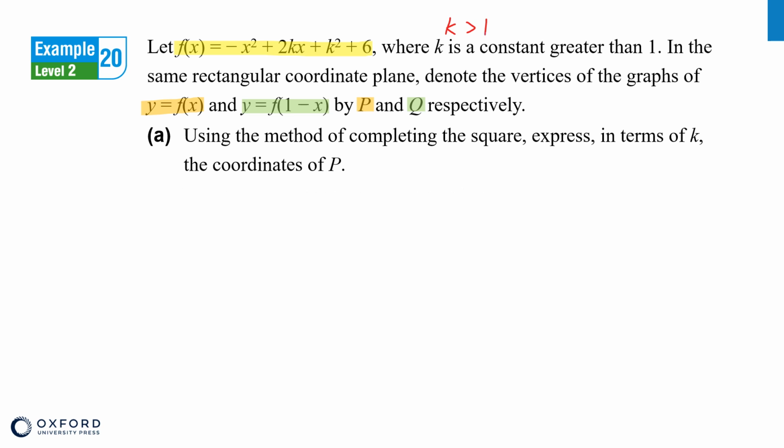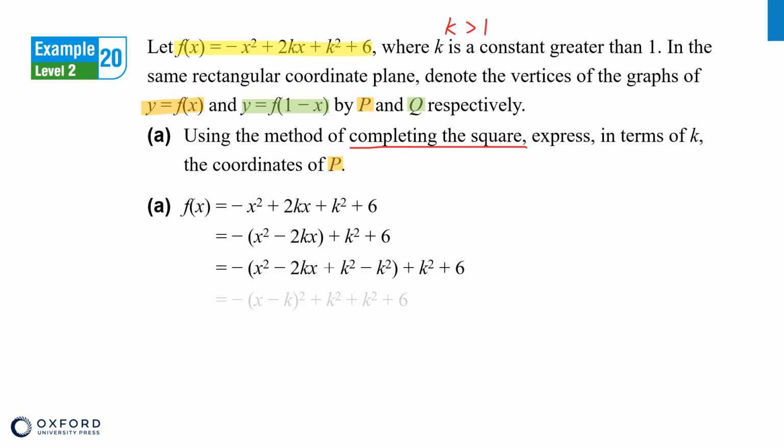Part A needs us to use the method of completing the square to express the coordinates of P in terms of k. P is the vertex of the graph of y equal f of x. Simply rewrite the equation, then we'll be able to find the answer. You should be familiar with the operation, so we'll skip the detailed steps. You should find that the coordinates of P are k, 2k squared plus 6.